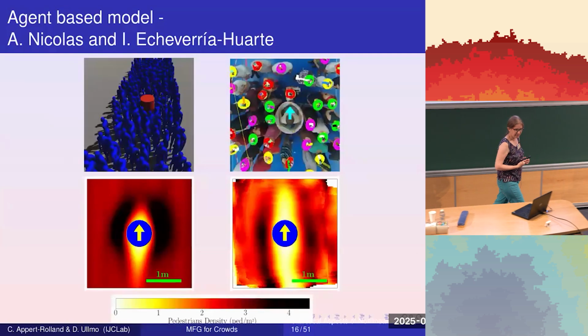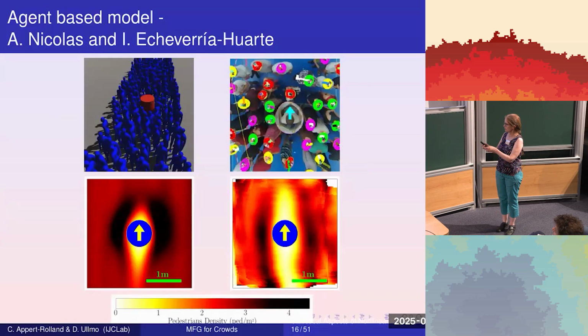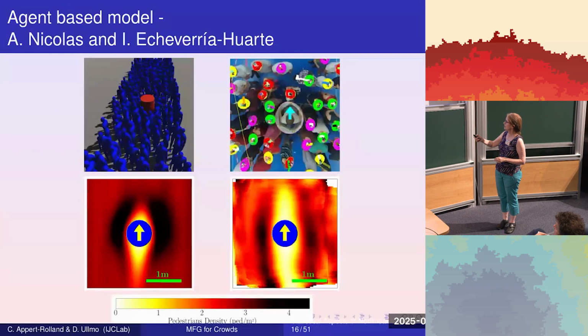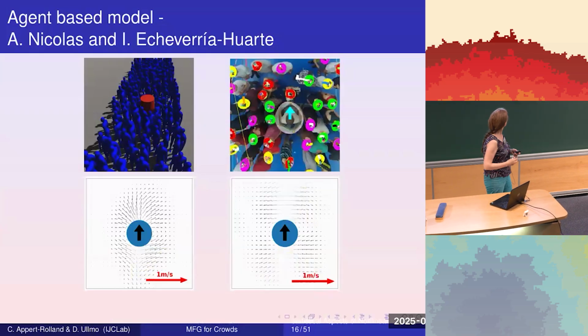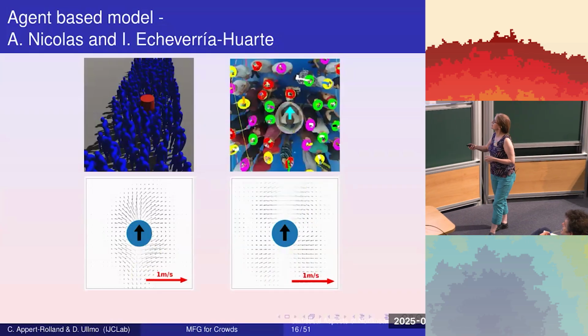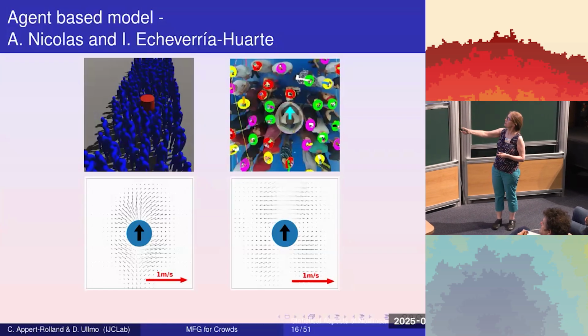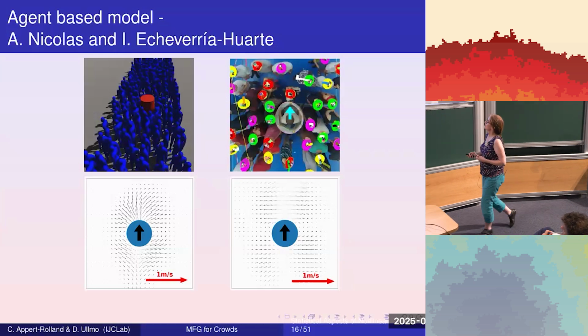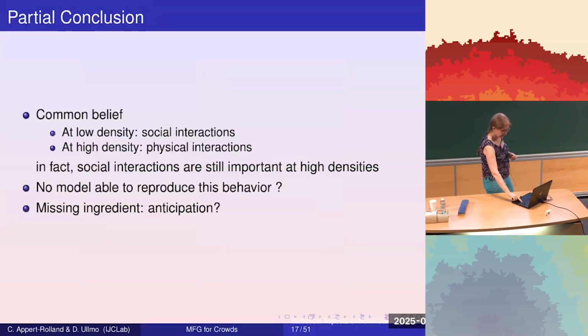So this is what the simulation gave. You see it's better than the social force model. You have a small opening in front, though it's not completely symmetric. But unfortunately, for the velocity displacement, you see the arrows on top, so people are still flying away from the cylinder. So it doesn't work either. And so we were stuck with this.